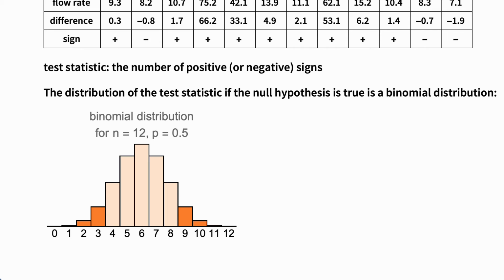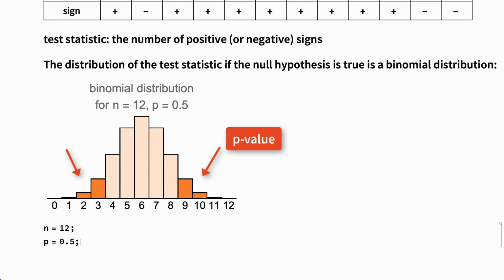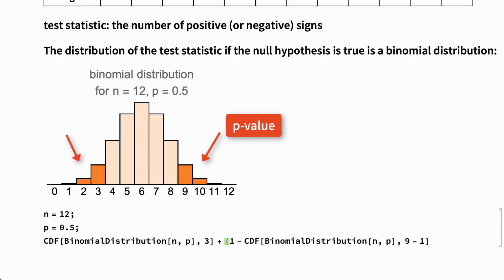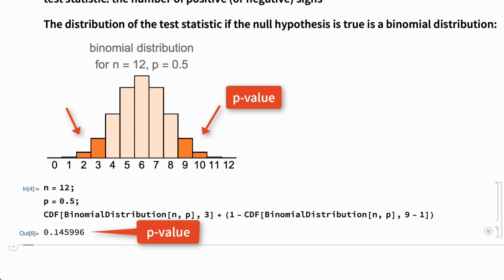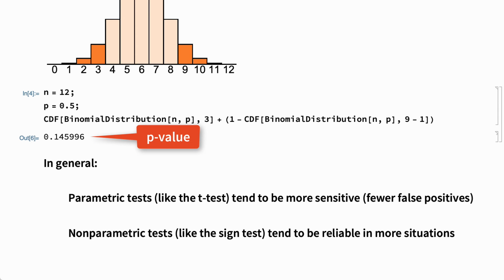In this example, there are 3 negative signs and 9 positive signs, so the two-sided p-value is the area in the tails of this distribution below 3 and above 9, which can be computed using the cumulative distribution function (CDF) of the binomial distribution. If the conditions for validity of the t-test are satisfied, the t-test is almost always more sensitive than a sign test, which means that the t-test is less likely to give false negatives.